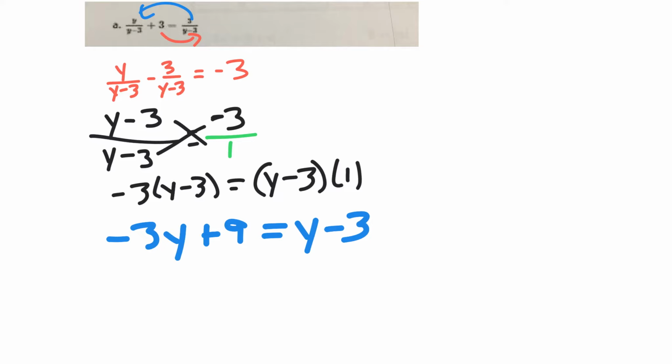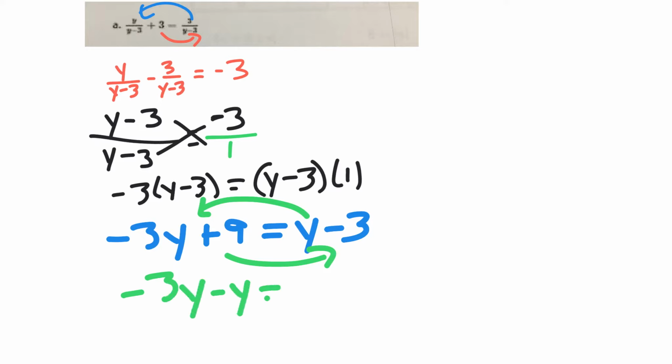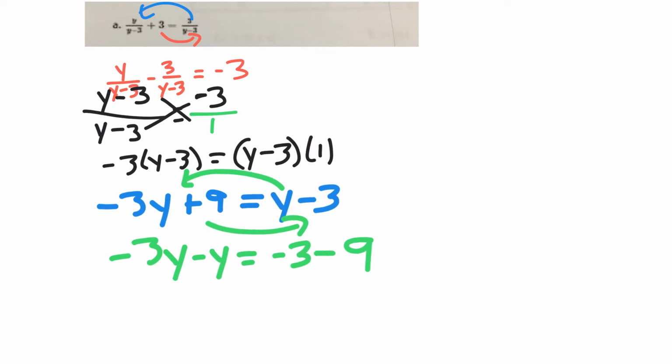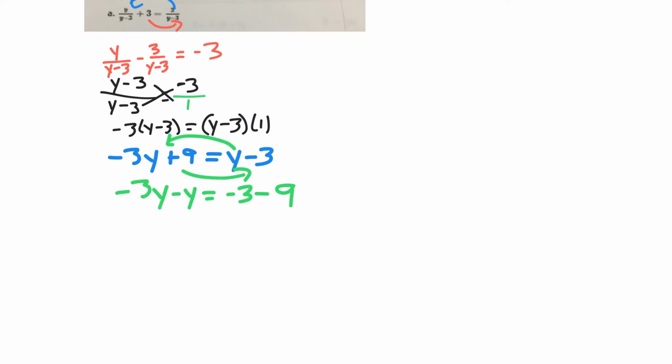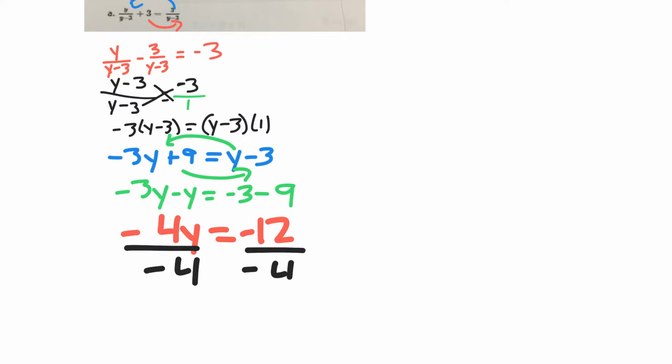Now get your y's to one side, get your numbers to the other. So I'm moving this to the left, I'm moving 9 to the right. Negative 3y minus y equals negative 3 minus 9. So that's negative 4y equals negative 12. Now I'm going to divide by negative 4. And that tells me y has to be equal to 3.